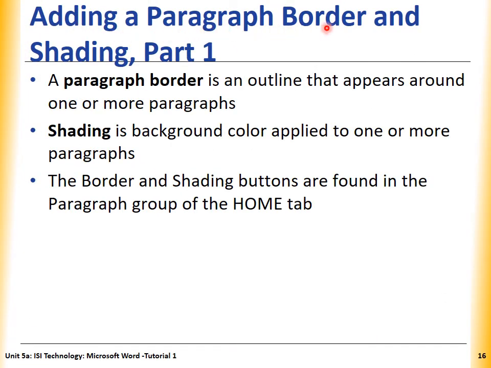Adding a paragraph border and shading. A paragraph border is an outline that appears around one or more paragraphs, like a cell or a box. I'm going to show you this. Shading is background color applied to one or more paragraphs. The border and the shading buttons are found in the paragraph group of the Home tab. You should know where the Home tab and the paragraph group are, correct?